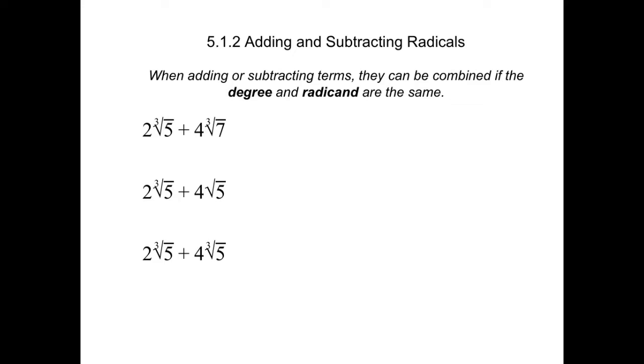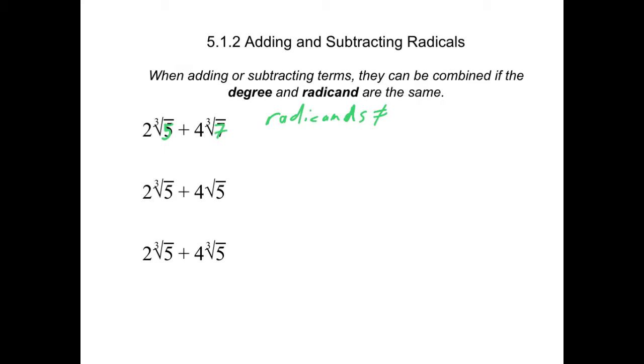Looking at the first example, we have 2 times the cube root of 5 plus 4 times the cube root of 7. Looking at the numbers under the radical sign, we have the cube root of 5 and the cube root of 7. In this case, the radicands are not equal, so it doesn't simplify.